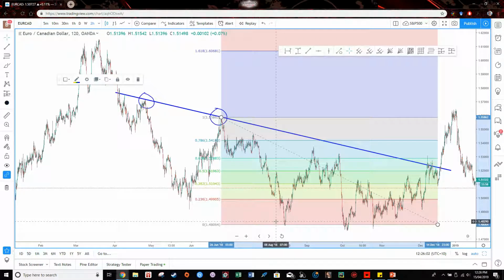Now, I want to know how much of this pullback has been retraced. So in other words, I want to know at a rating of from 0 to 100% how much of the pullback has actually occurred. That's where these numbers come into play. So this 0.236 just means 23.6%. This 0.382 just means 38.2%. This 0.5 just means 50%, as an example.